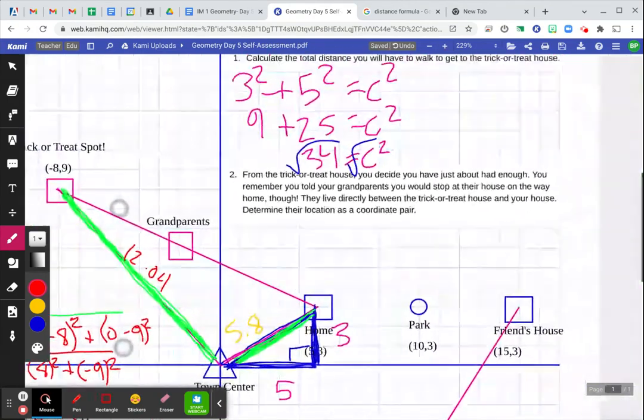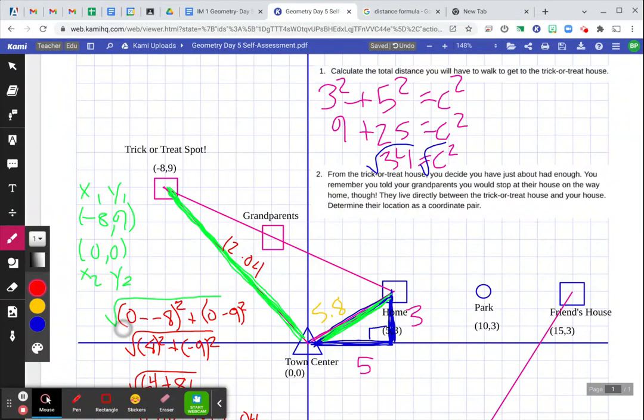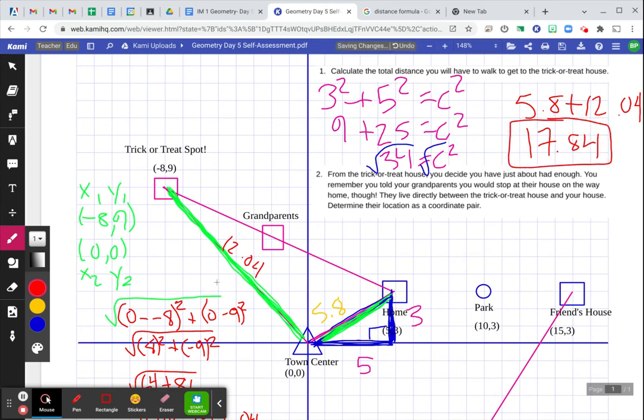So for the first question here, it's asking us what is the total distance that you'll have to walk to get from your home to the trick-or-treat spot. We're going to say that's 5.8 plus 12.04. And 5.8 plus 12.04 is going to be 17.84 blocks. Okay, now that's what we're looking for, the total distance traveled.